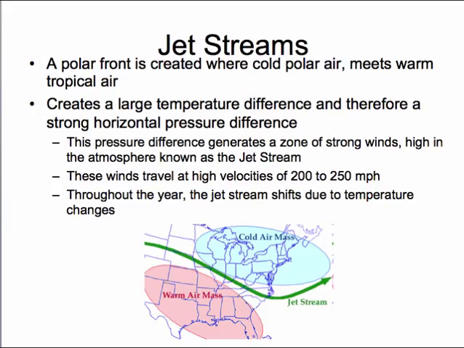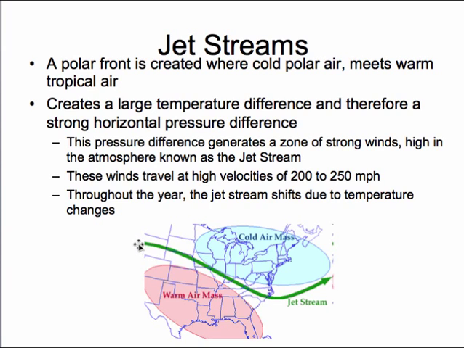This pressure difference generates a zone of strong wind high in the atmosphere known as the jet stream. The jet stream wind travels at velocities of 200 to 250 miles per hour. And throughout the year, the jet stream shifts due to temperature changes along the United States.